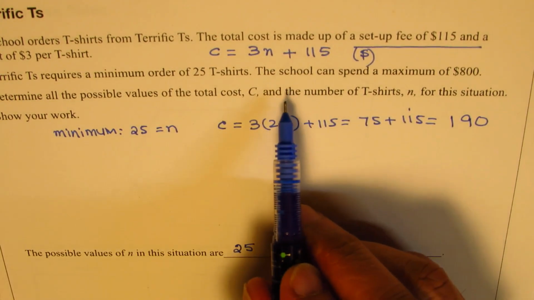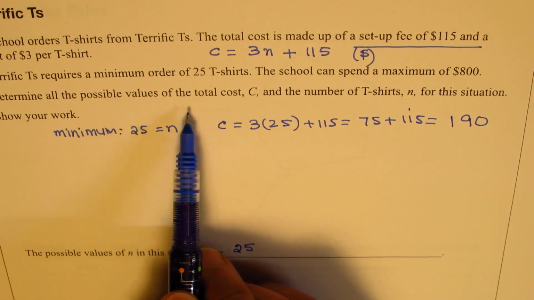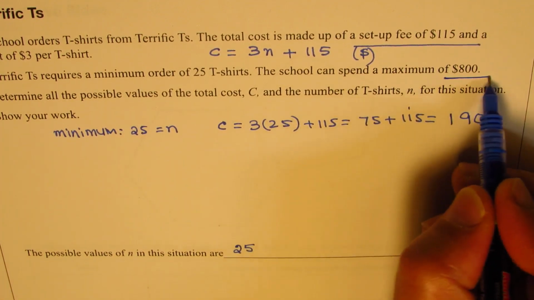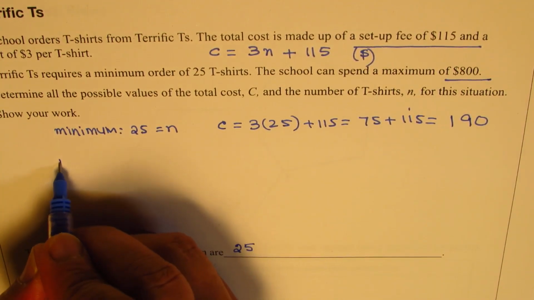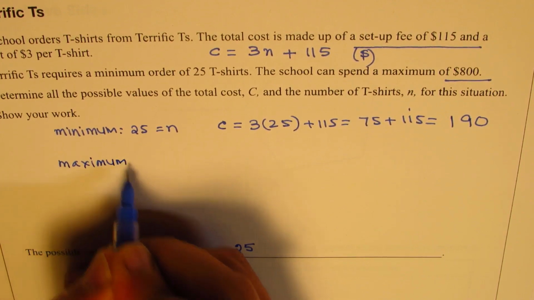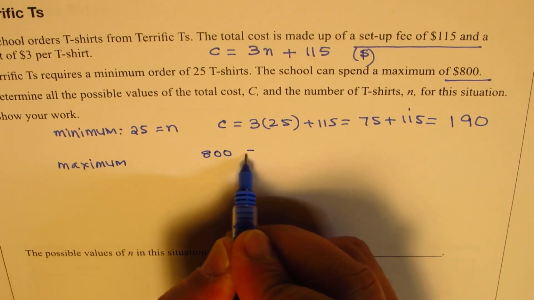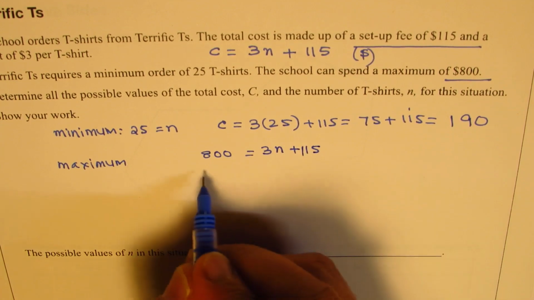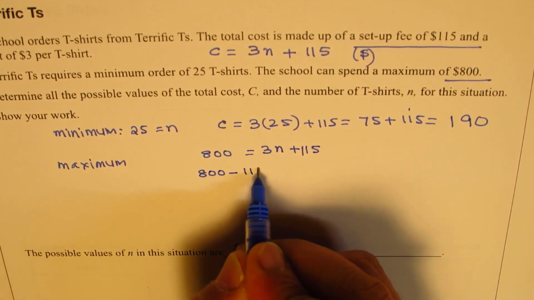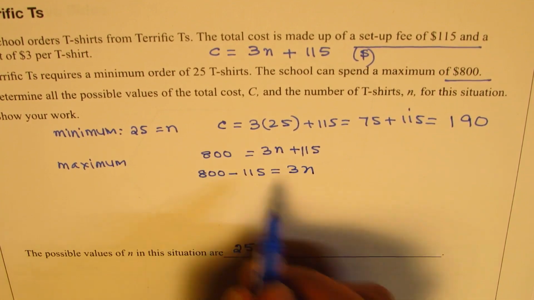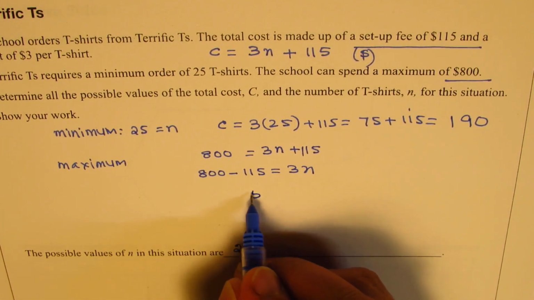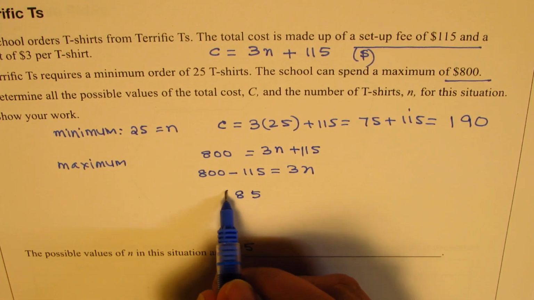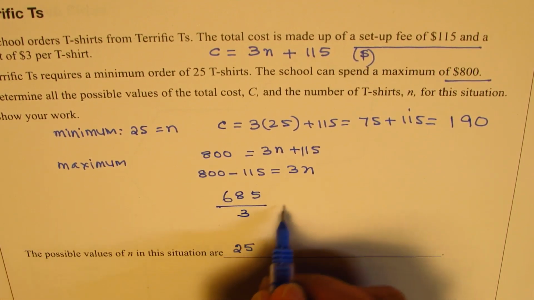Now it says, determine all possible values of the cost and the number of t-shirts for this situation. We know maximum is $800. So let's find maximum now. So maximum we know is $800, but we don't know n. We'll figure out n now. So we can do 800 minus 115 equals 3 times n. So when you take away 115 from 800, we get borrow. So 9 take away 1 is 8 and 7 take away 1 is 6, right? So we'll divide this by 3 to get n.